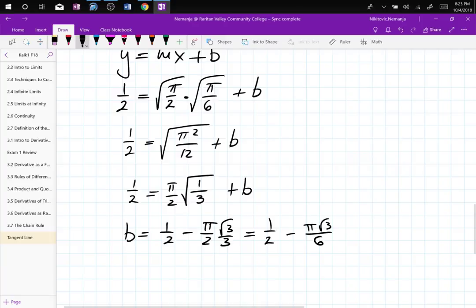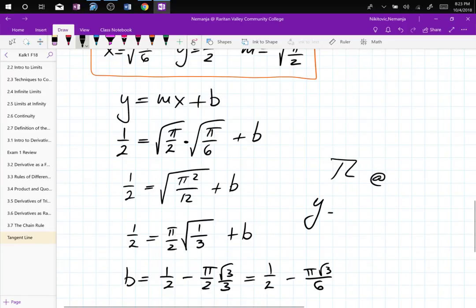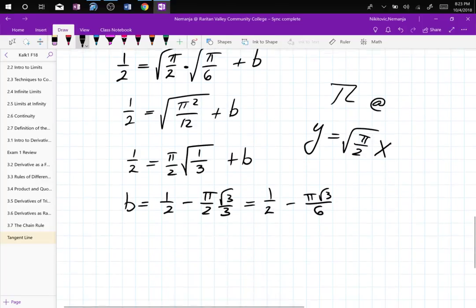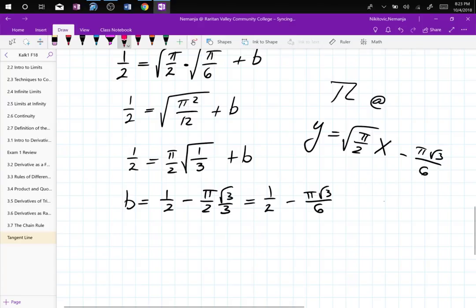What a wonderful calculation. So we finally have a tangent line at y equals my m value, square root of pi over 2 x minus pi root 3 over 6. Cool, right? You're getting the tangent line and the linear line with only one point. That has to count for something.